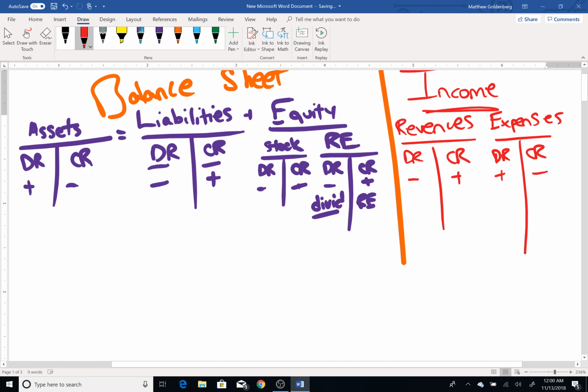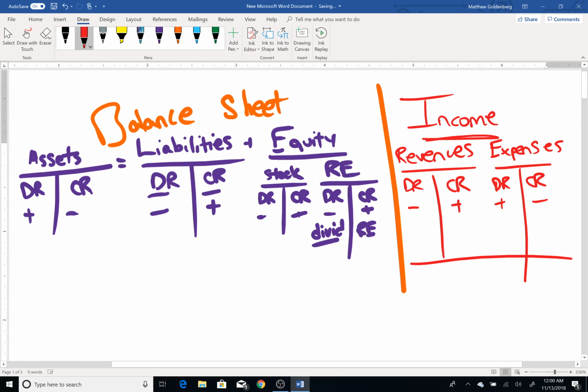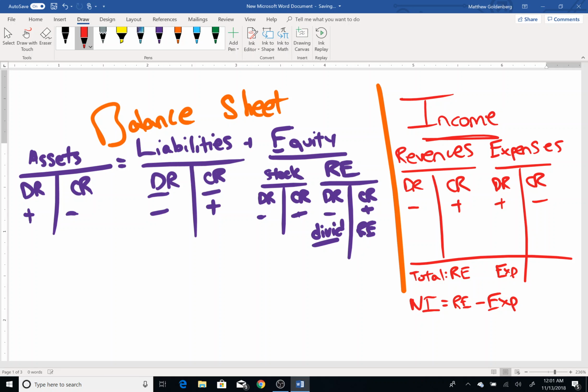This income, when you total it up down here, will eventually get you net income. Because you'll have a total for revenues, you'll have a total for expenditures, and then revenues minus expenditures is equal to net income.